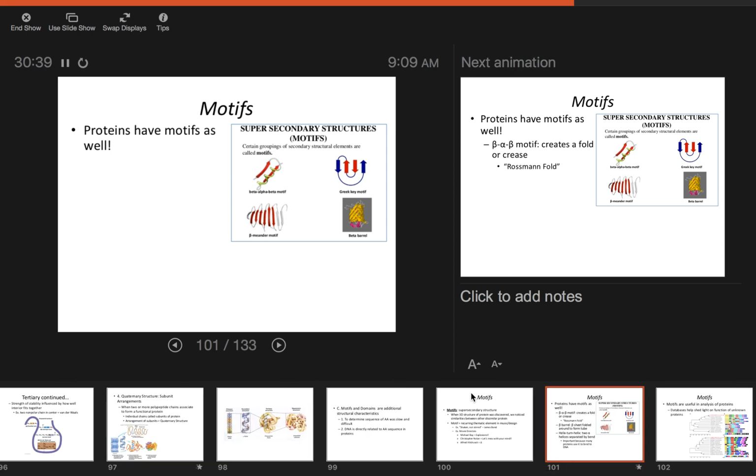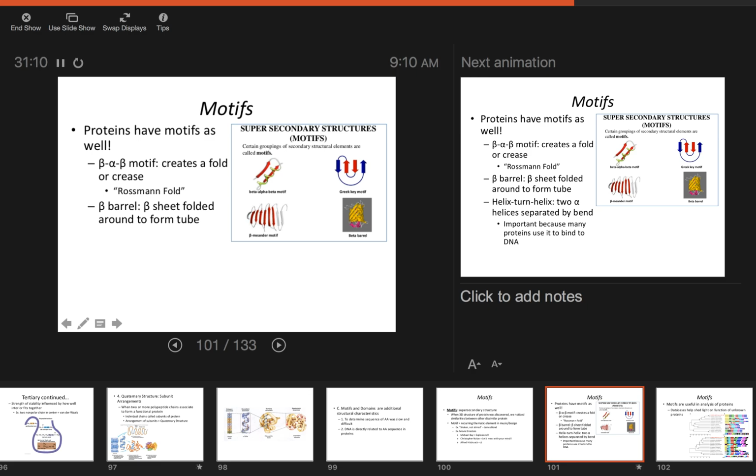So what I'm trying to get across is that proteins have motifs as well. Some common motifs that are found in proteins: beta, alpha, beta, also known as the Rossmann fold. Here I have a beta sheet. It turns around, goes into an alpha helix. It turns around, and it goes into a beta sheet again. So that's a beta, alpha, beta.